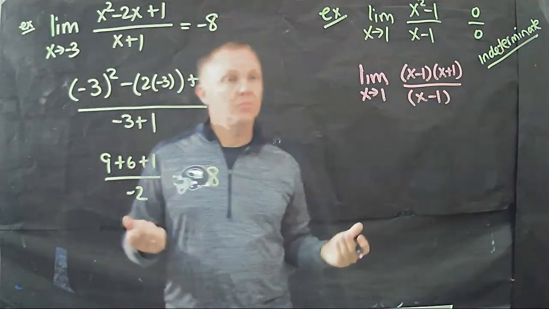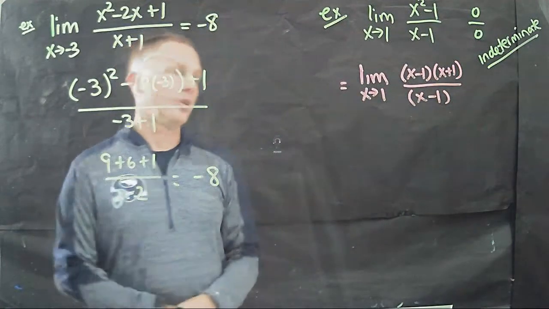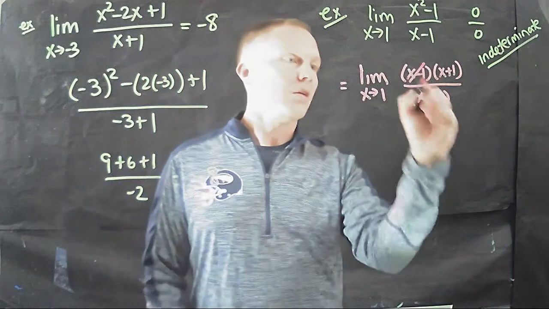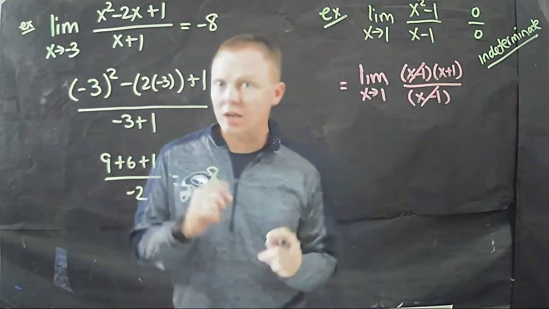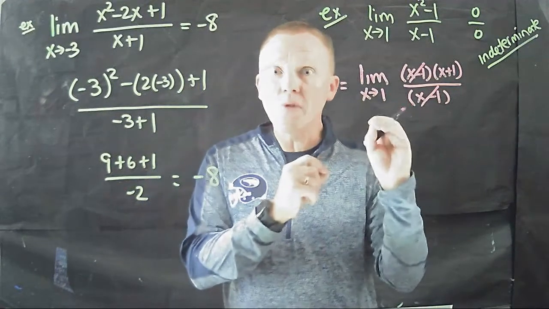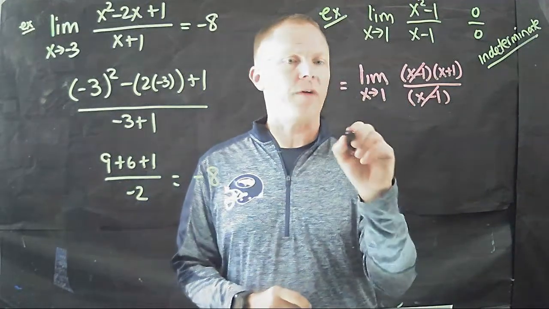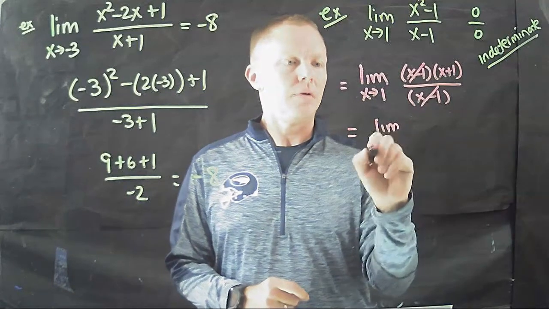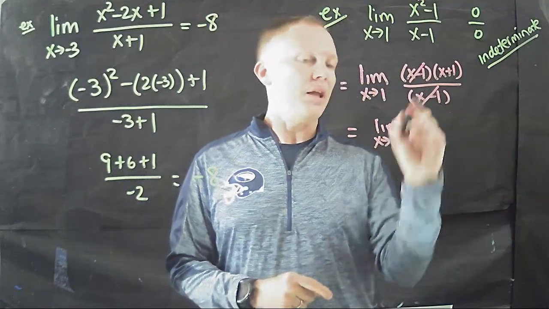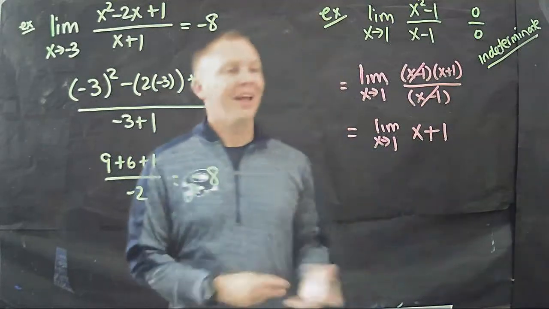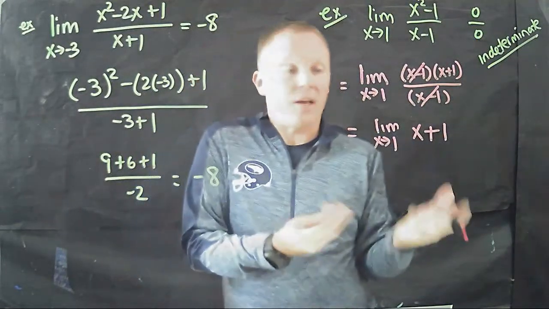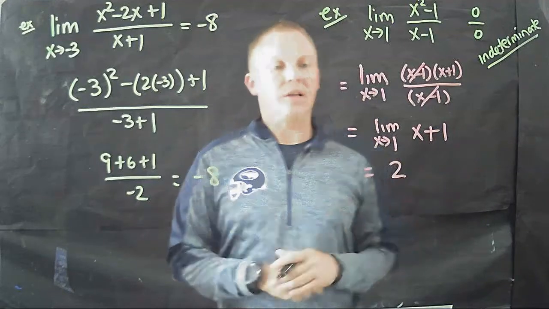Okay, I got that. Seems pretty likely. Pretty nice. And then those two things cancel. In fact, if you remember from your Algebra 2 pre-calculus days, we call this a removable discontinuity. It's a hole in the graph. And then I'm left with the limit as x goes to 1 of x plus 1. And that's now something I can just plug in 1 to and get 2.